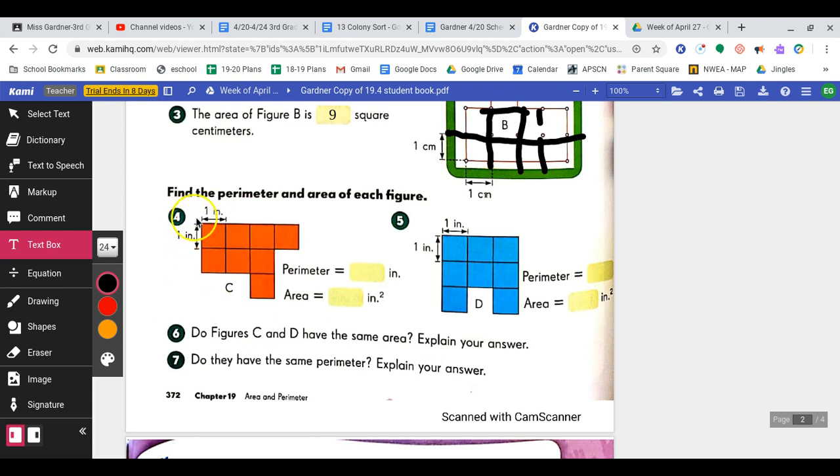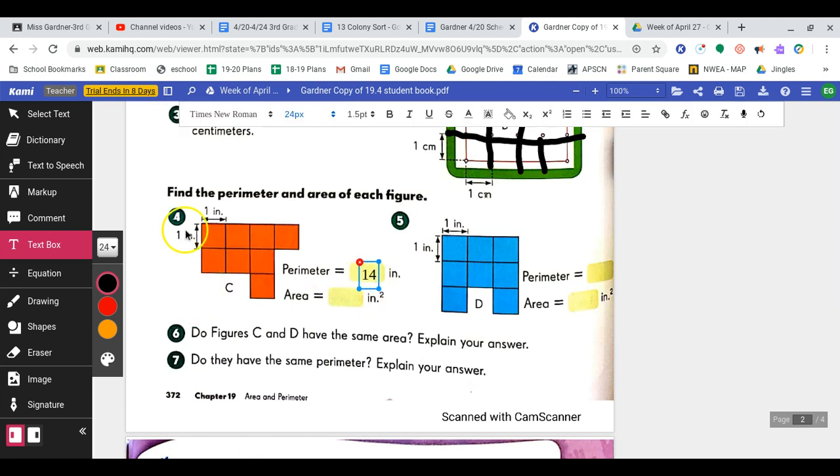1, 2, 3, 4, 5, 6, 7, 8, 9, 10, 11, 12, 13, 14. Oh, did I? Yeah, I think I started here. So the perimeter is 14. Let me double check. 2, 6, 7, 8, 10, 11, 12. Yep. Okay. Couldn't remember where I started.